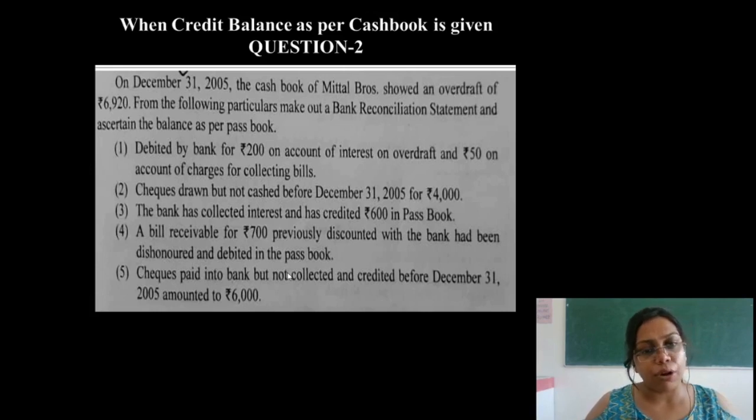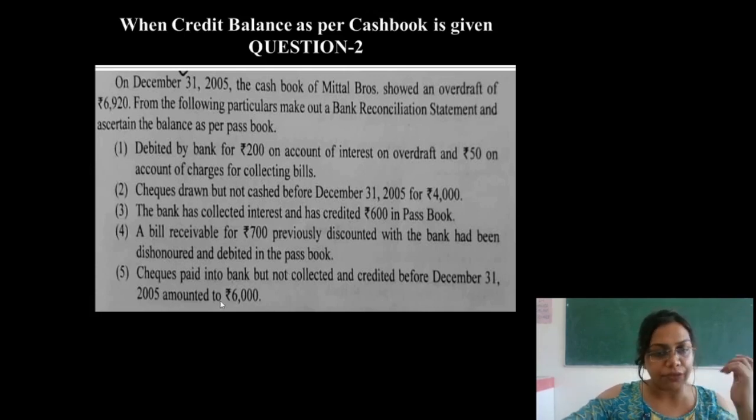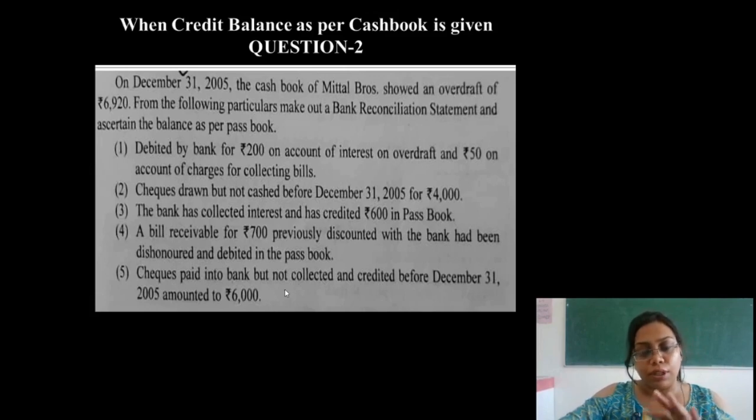Next is checks drawn but not cashed before 31st December 2005 for rupees 4,000. The bank has collected interest and has credited rupees 600 in the passbook. Bills receivable of rupees 700 previously discounted with the bank had been dishonored and debited in the passbook. And lastly, the checks paid into the bank but not yet collected and credited before 31st December 2005 amounted to rupees 6,000.